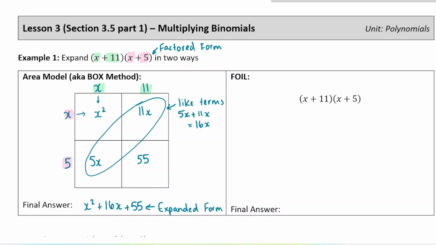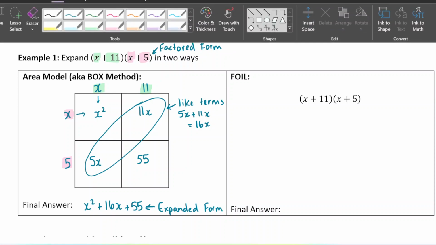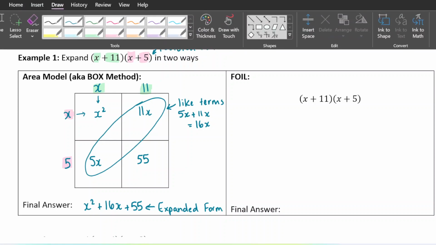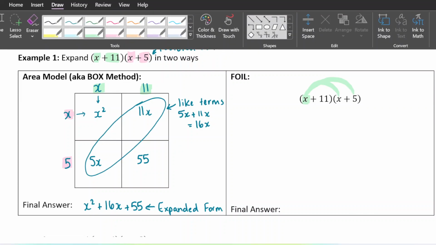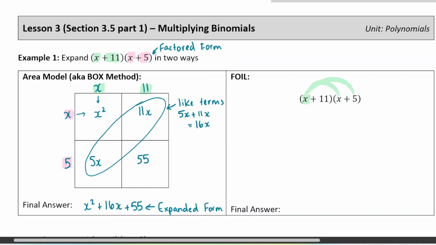So again, like I said, it's quite visual. The FOIL method is a little bit more efficient, and that's what I like about it. But for the first time, some of you may not prefer it for the first few questions. Okay, so the idea behind the FOIL method is you're going to take each term from the first bracket and make sure it gets multiplied with each term in the second bracket. Sometimes I like to call this the rainbow method because we're drawing these arches here. So x is going to get multiplied with x, and it's going to get multiplied with 5. So we're going to get two terms here.